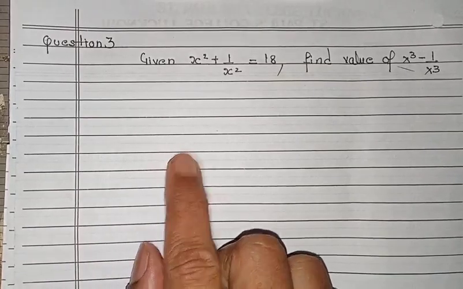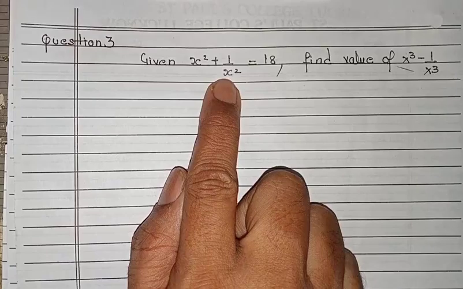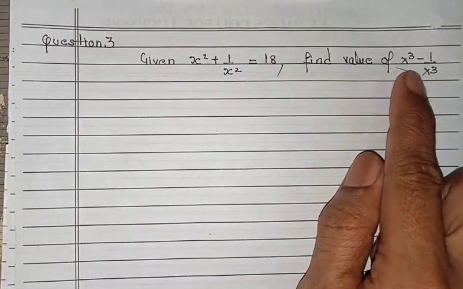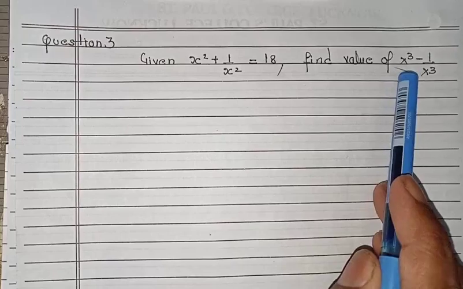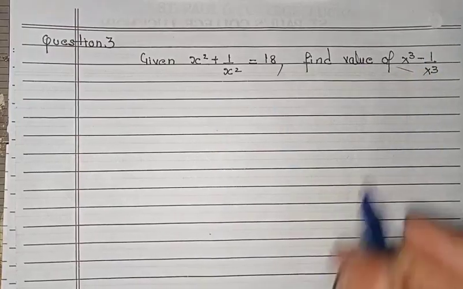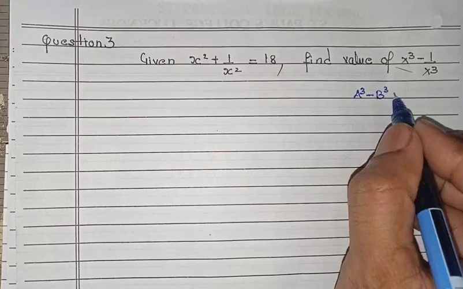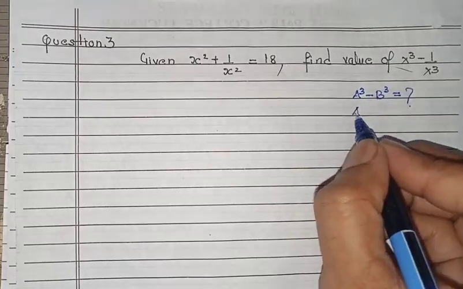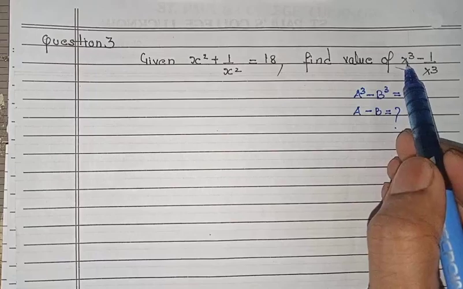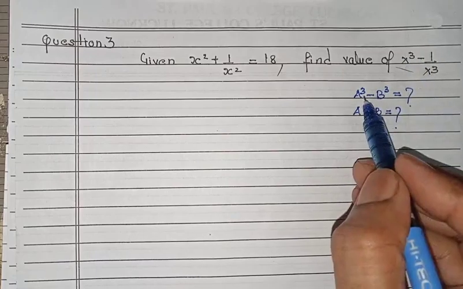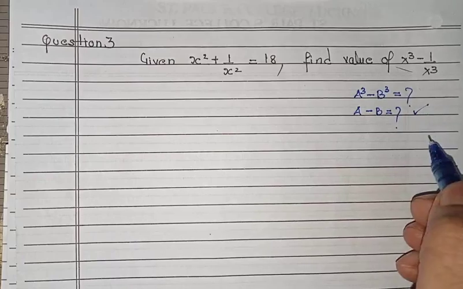Now if you go through the question, you can see you have been given a square plus b square, and we need to find a cube minus b cube. Now remember, to find a cube minus b cube, you must know a minus b. See, the question says you have to find a cube minus b cube. So to get a cube minus b cube, first of all you must get a minus b.